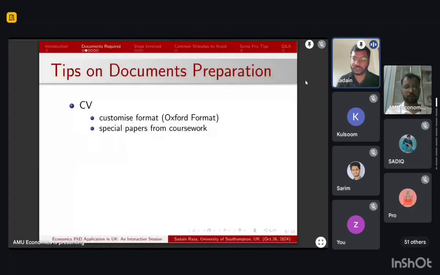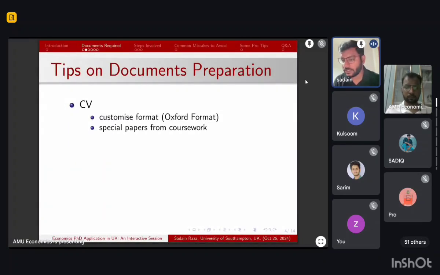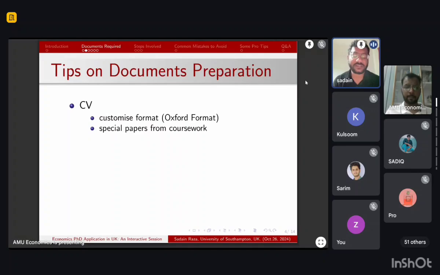is not supposed to mention all the details of, for example, his master's coursework. By master's coursework, I mean all the courses and modules that you have taken in your master's. But as a PhD applicant, your professor may be interested in seeing what training you have from your master's or maybe MPhil. So this is very important, and there are some standard formats.